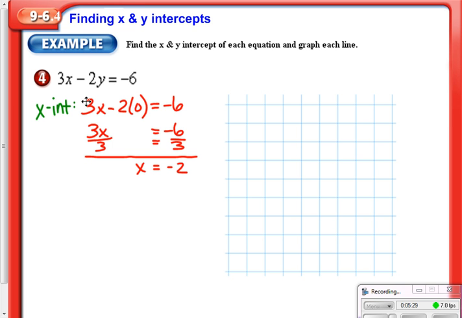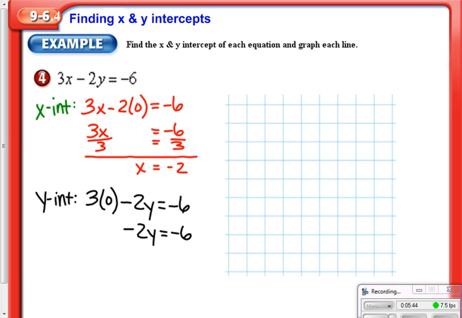So then go ahead and figure out the y-intercept. In order to figure out the y-intercept, you put 0 in for x. So here is x, substitute that in, and I get -2y equals -6. Get y alone, divide by -2, divide by -2, and the y-intercept equals 3.